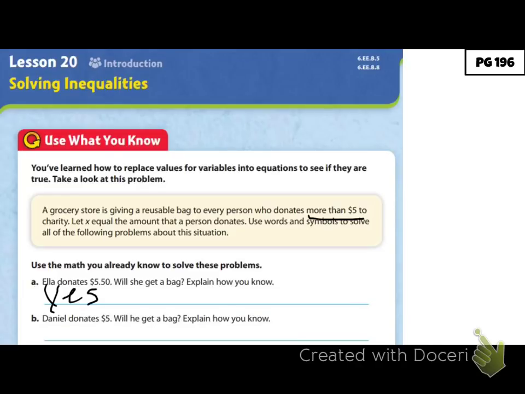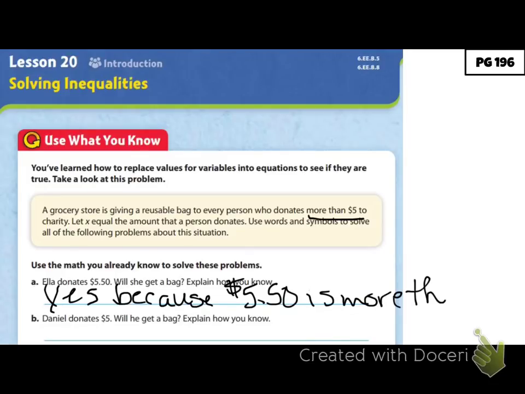And then how do we know? Because $5.50 is more than 5. So B says Daniel donates $5. Will he get a bag? And explain how you know. Well, is $5 more than $5? No, it's not. Okay, because $5 is equal to $5, not more than $5.